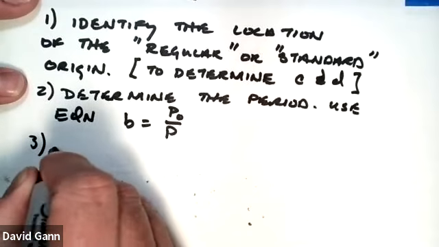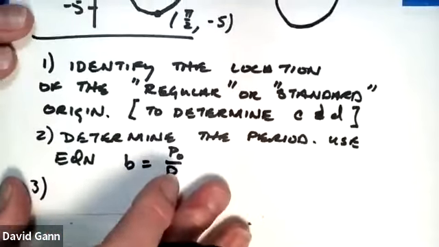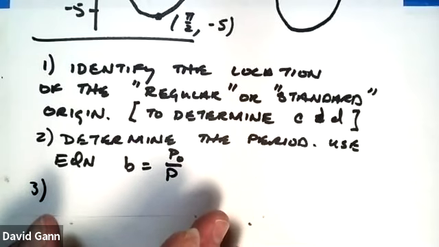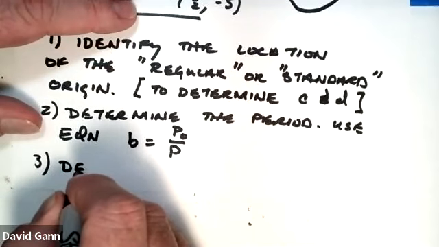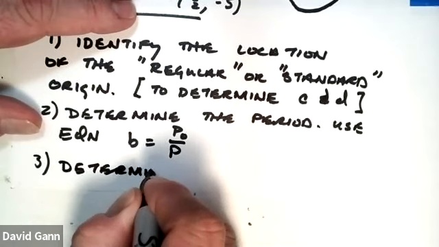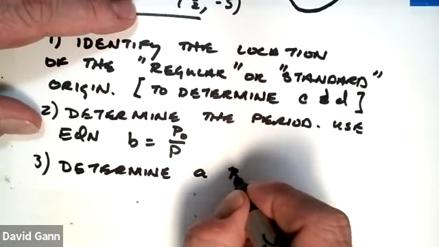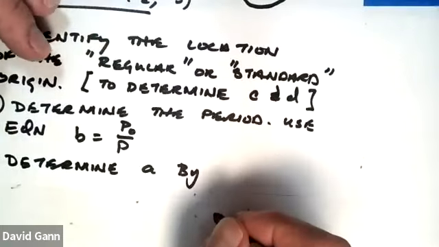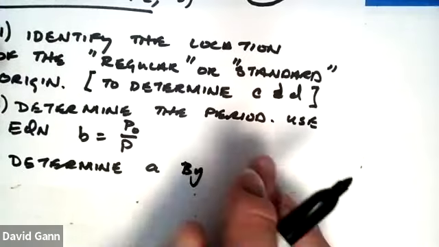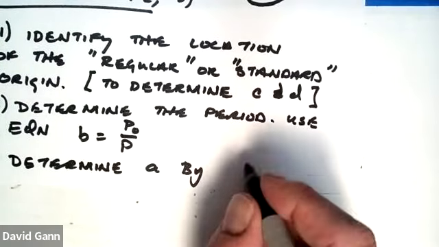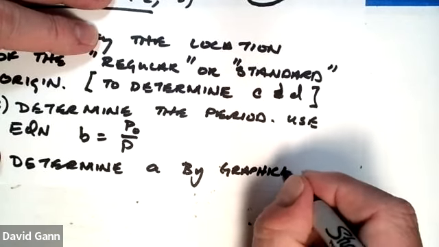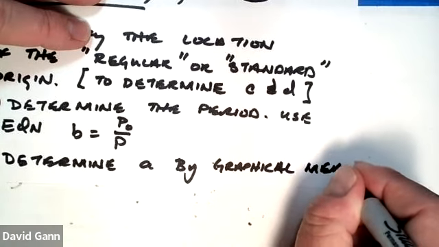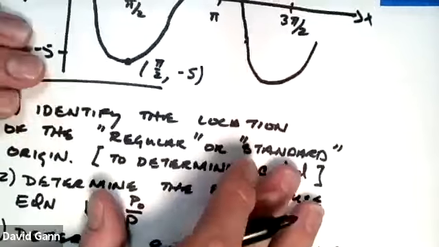And then finally, I'm not going to use the word amplitude, but you will finally determine A. With sine and cosine, you simply look at the difference between the high and low, but I'll just say graphical means, and I'll talk about what that means for each different function. So let's take an example.